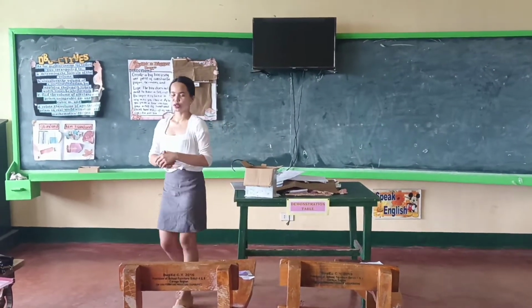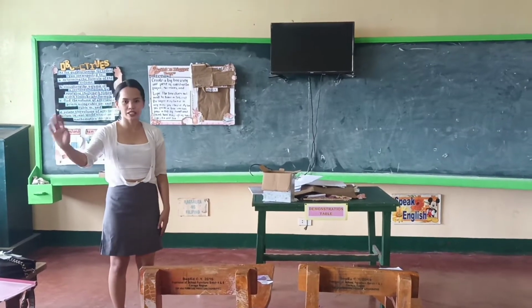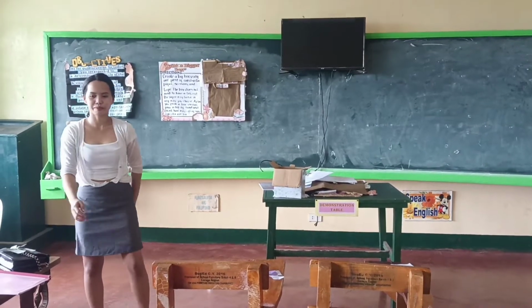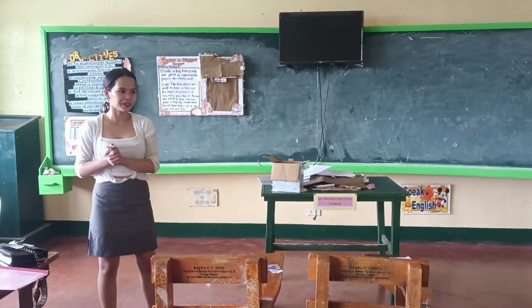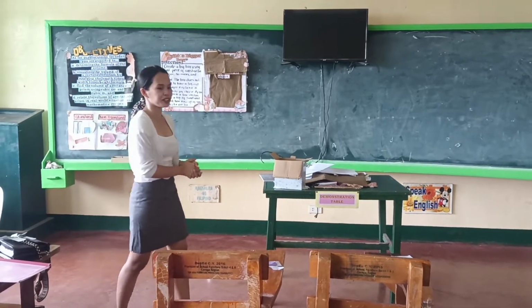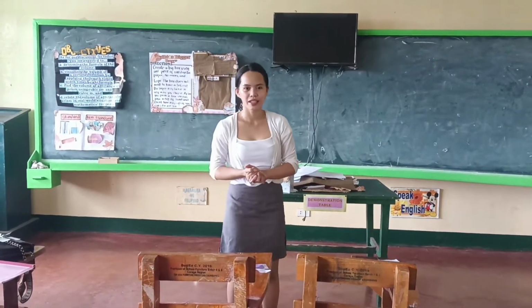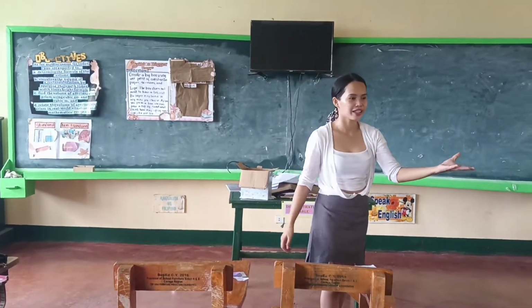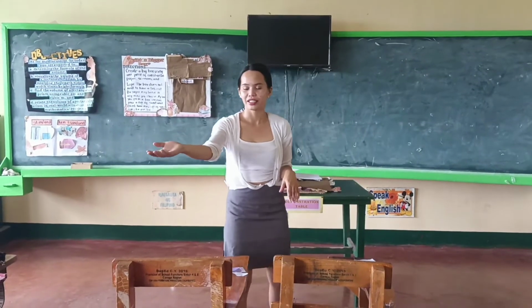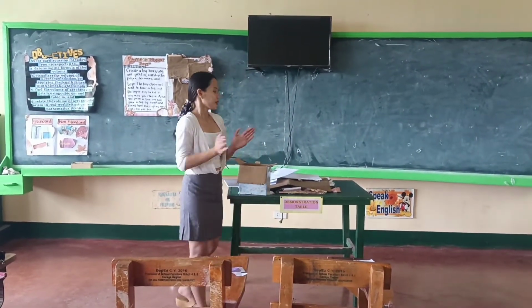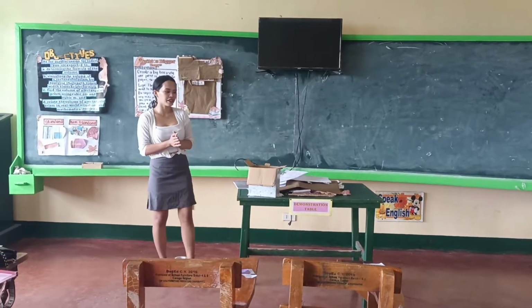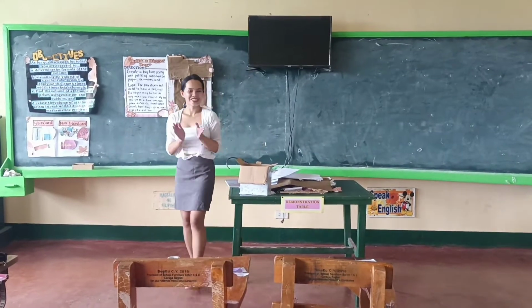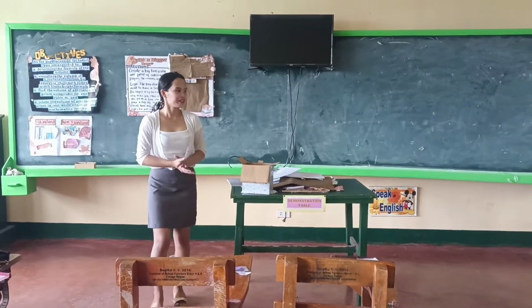From group 1, how many cups did the box hold? Yes, 4 cups. Very good. For group 2, how many cups? 5 cups. Wow, amazing. Group 3, 4. Group 4, 3. Group 5, 4. Wow, amazing. Let's give everyone a very good clap. Very good, everyone.